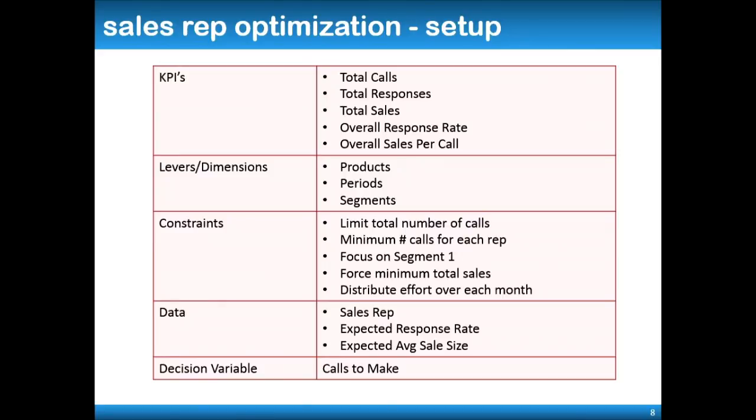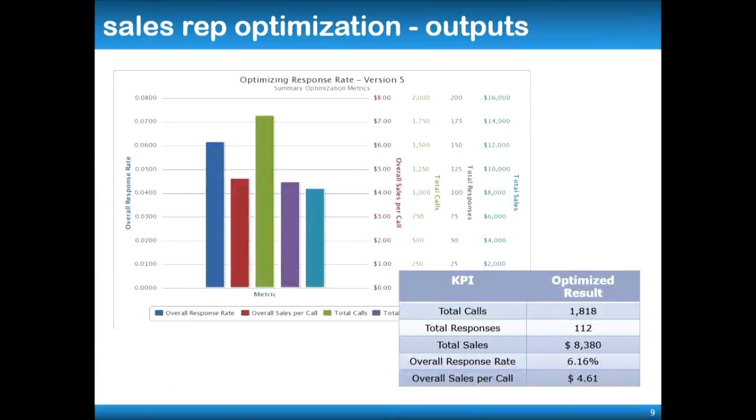The data that we had included things like sales reps and their association with different products and segments, for example, as well as historical views of response rate and average sale size. At the end of the day, our goal was, as I said before, to decide how many calls each of those reps should make into the various product segments over different periods. The result that I showed last time was simply a very high-level view of those key metrics. If we were to implement the optimal solution, here's what we could expect.